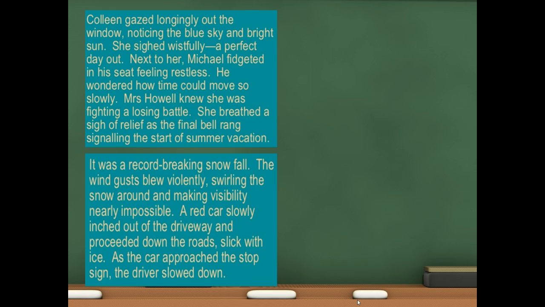What about: Colleen gazed longingly out the window, noticing the blue sky and bright sun. She sighed wistfully. A perfect day out. Next to her, Michael fidgeted in his seat, feeling restless. He wondered how time could move so slowly. Mrs. Howell knew she was fighting a losing battle. She breathed a sigh of relief as the final bell rang, signaling the start of summer vacation.